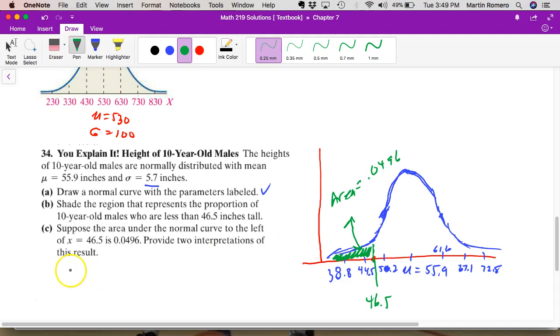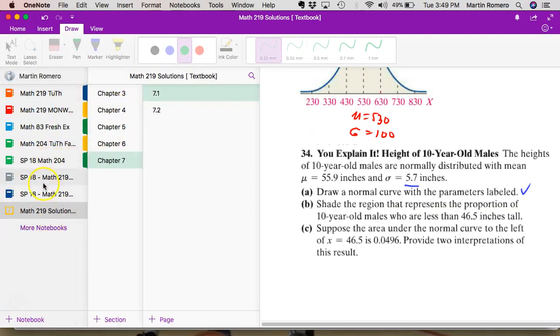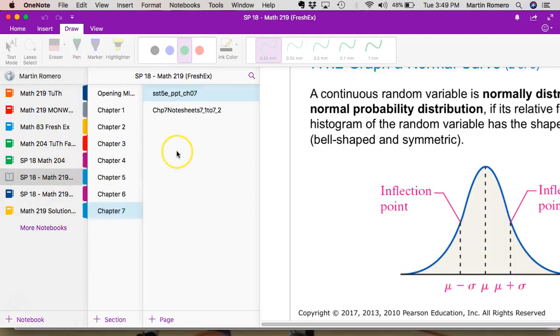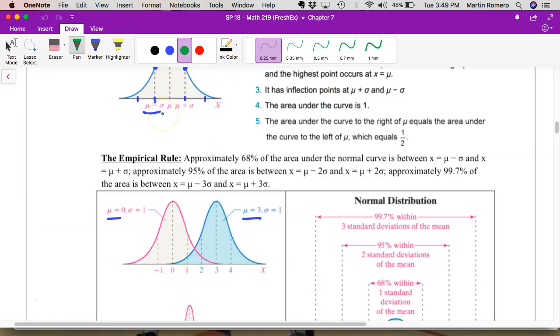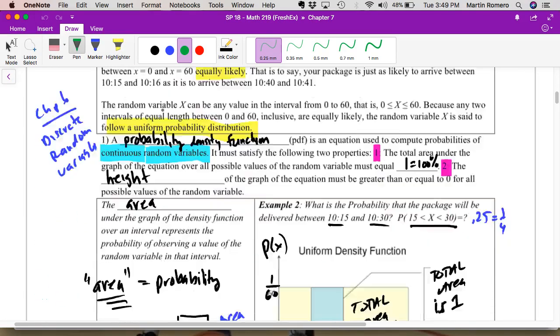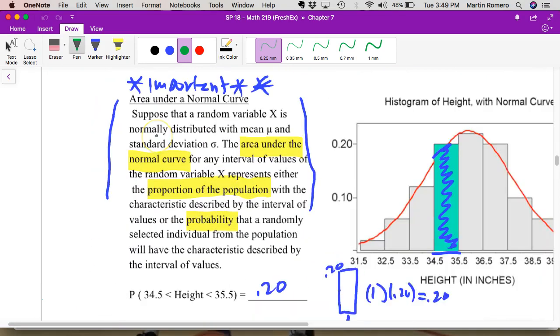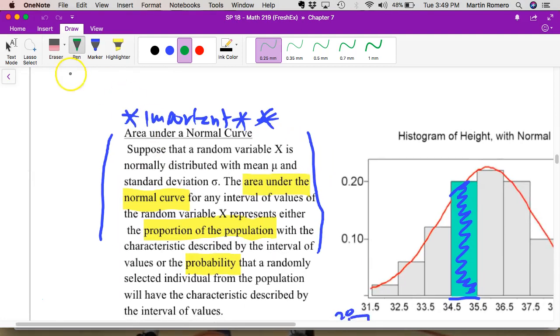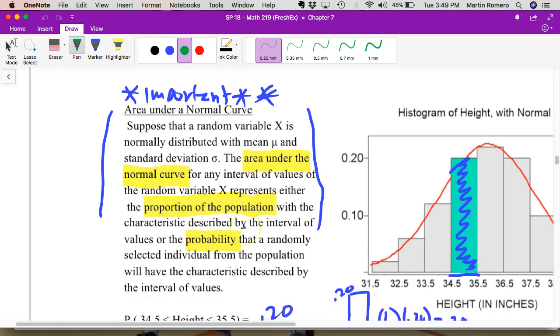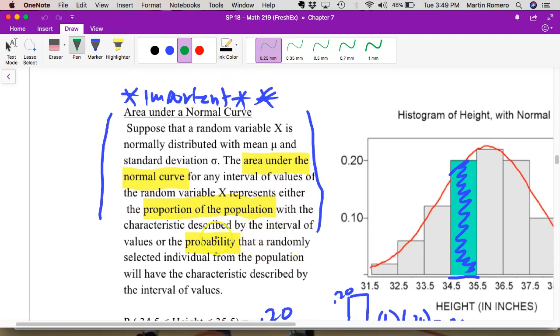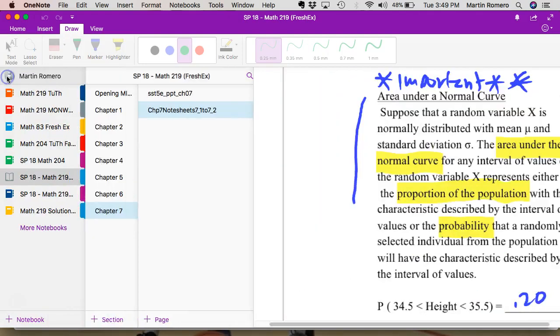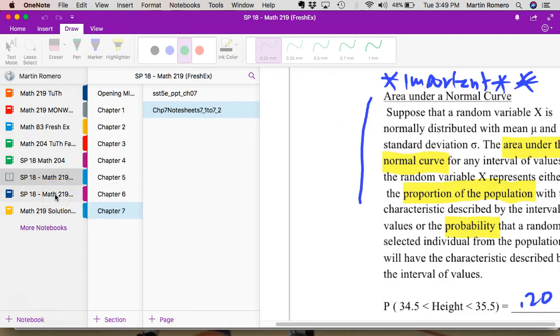Now this goes back to our notes, way back somewhere in chapter 7. To answer this question, I said it's important to know, let's see if I can find it. There it is. In our notes, I said important: suppose the area under the curve represents the proportion of the population with that characteristic, or the probability that a randomly selected individual from that population will have that characteristic. So we can interpret that two different ways.